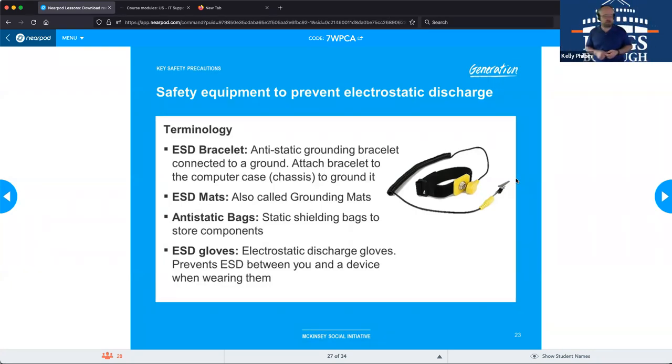And finally, we have ESD gloves. If you're doing a lot of work on computers, these are nice to have because you don't have to keep unhooking and rehooking. You just work with the gloves and you're pretty well good to go.